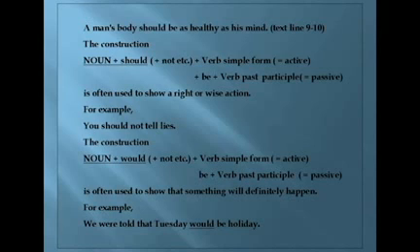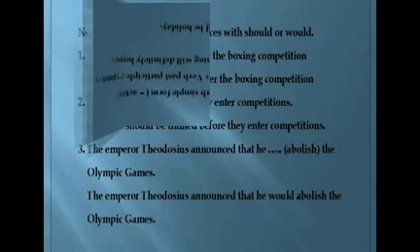It is often used to show a right or wise action. For example, you should not tell lies. Another form of the construction: would plus verb base form is active. Would plus be plus past participle is passive. It is often used to show that something will definitely happen. For example, we were told that Tuesday would be a holiday.